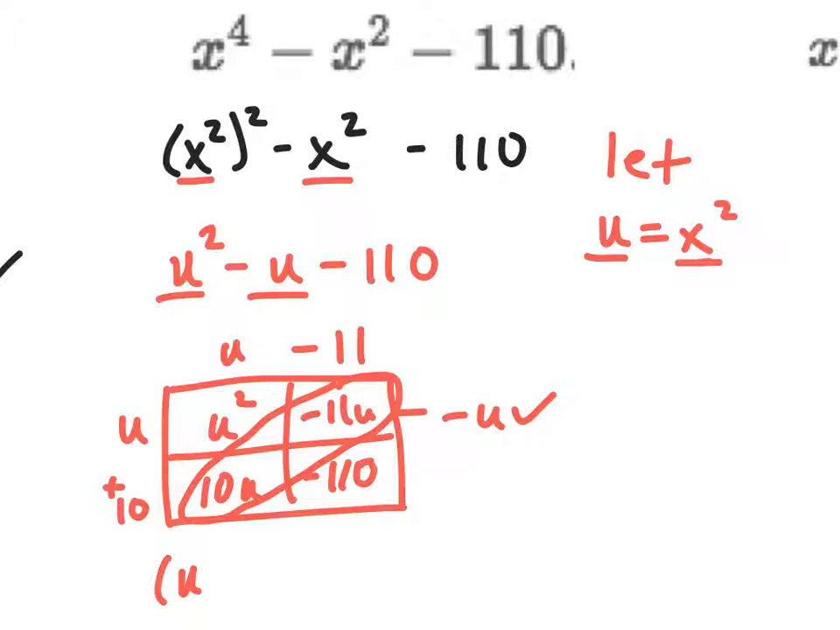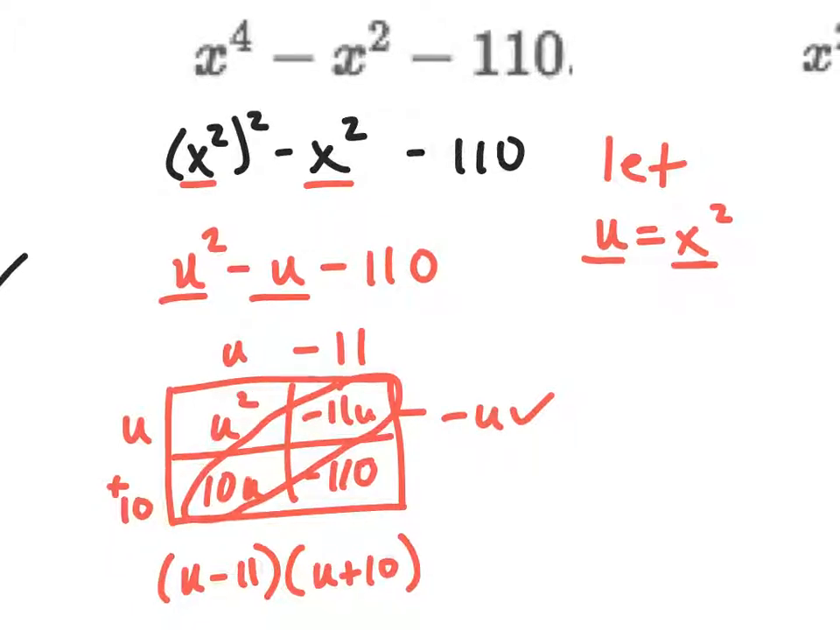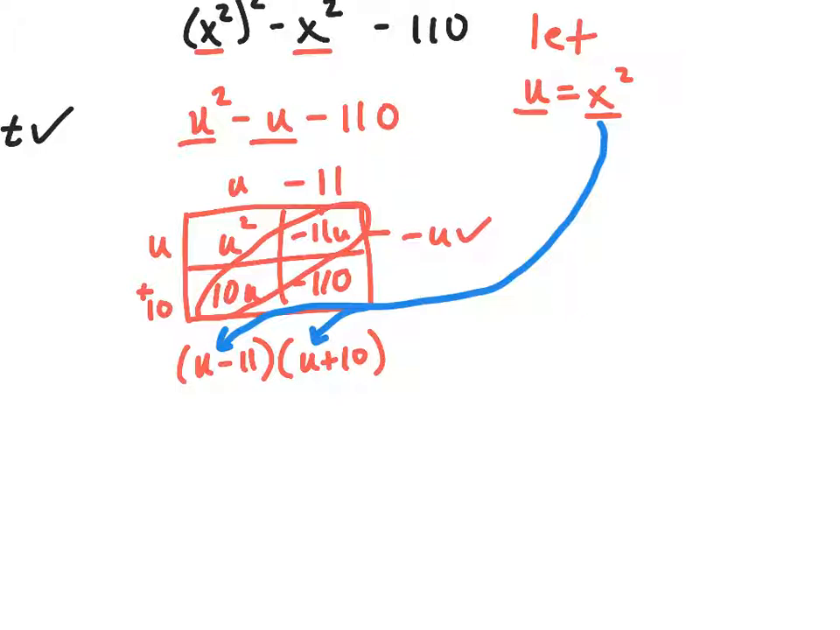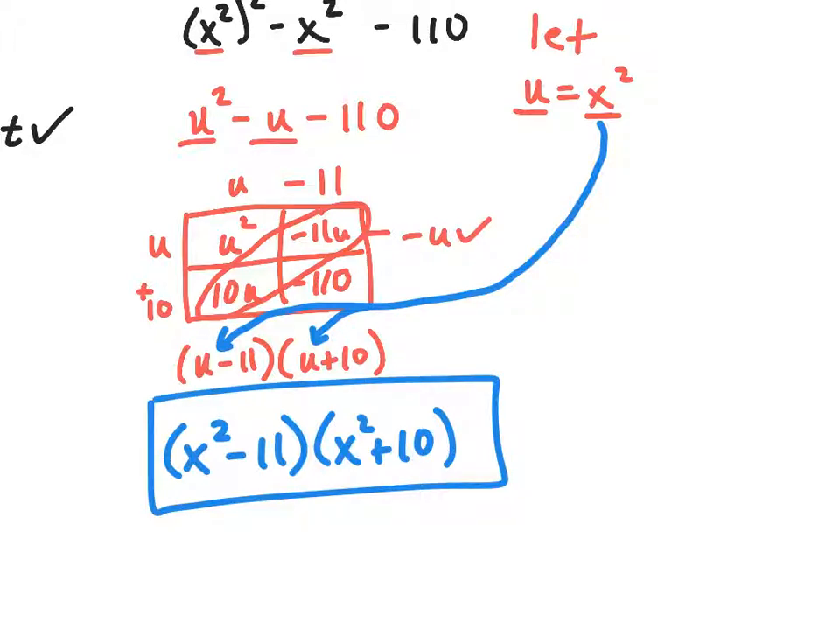And I've got u minus 11 and then times u plus 10. But remember that the original problem was in terms of x. So what I have to now do is take these values here for u and re-plug back in my x squared. So here's what I end up getting. This is going to give me x squared minus 11 and then times x squared plus 10. And that's my answer. Okay, so it is a little bit tricky.